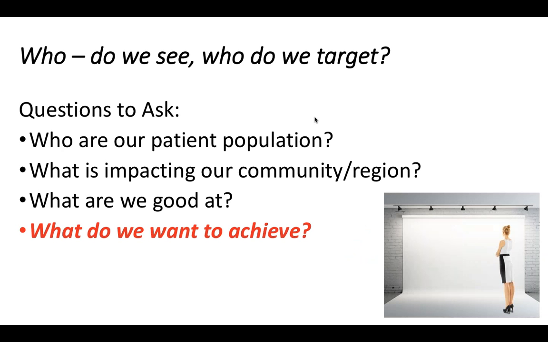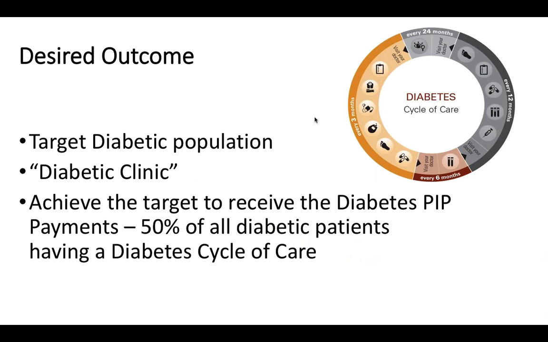So who do we see and who do we target? The other question was, well, what is it that we want to achieve? What were they hoping to get out of looking at their diabetic patient population? They wanted to target their diabetic population and they wanted to be known in the community as a medical centre that had a diabetes clinic, that it was a service that they could offer, that they were very good at, and that they were very targeted in approaching these patients.